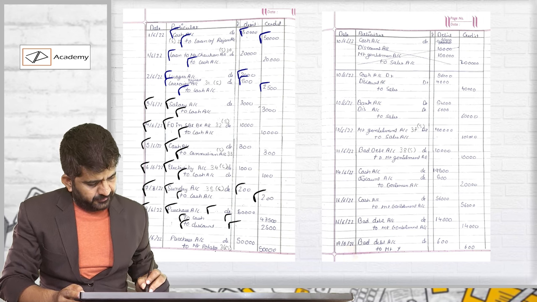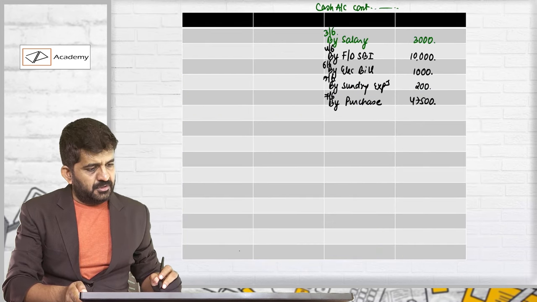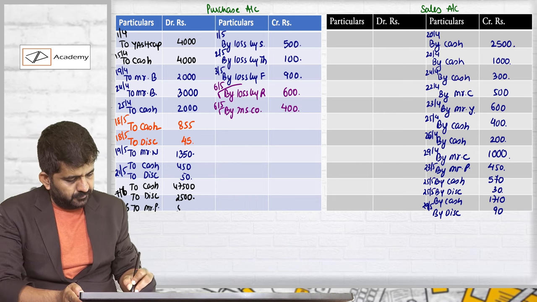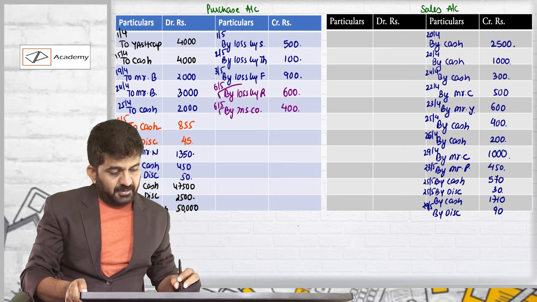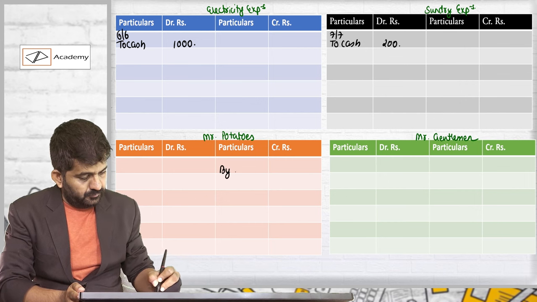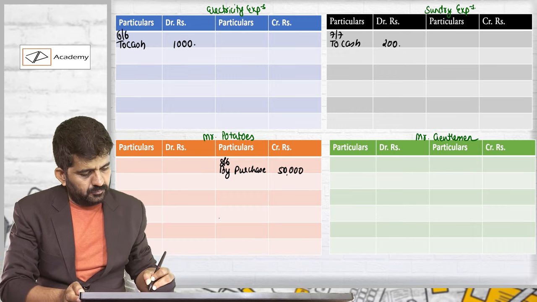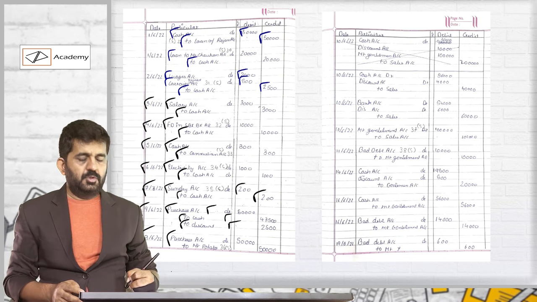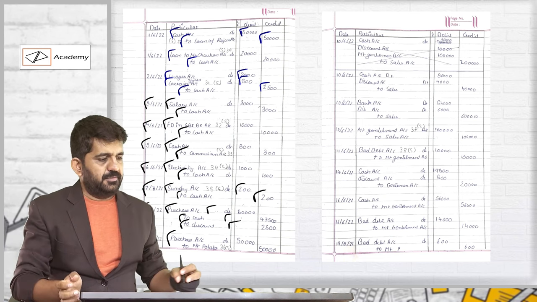Purchase account debit to Mr. Potatoes. So purchase account debit side 50,000 to Mr. Potatoes, 50,000. Potatoes account credit side 50,000. Purchase account debit side I have written to Mr. Potatoes. Potatoes account credit side I have written by purchase.